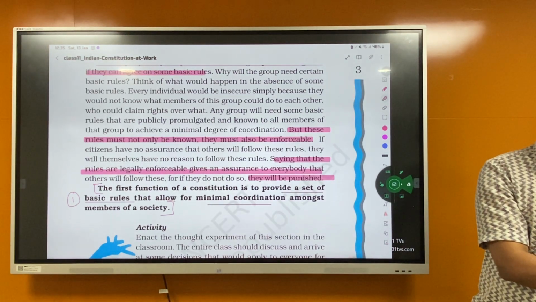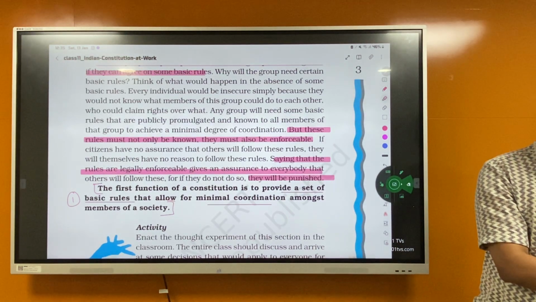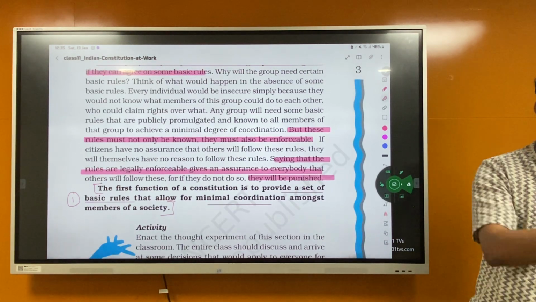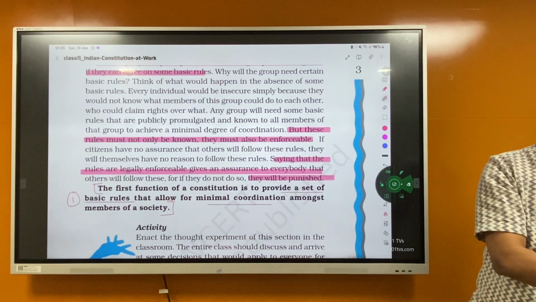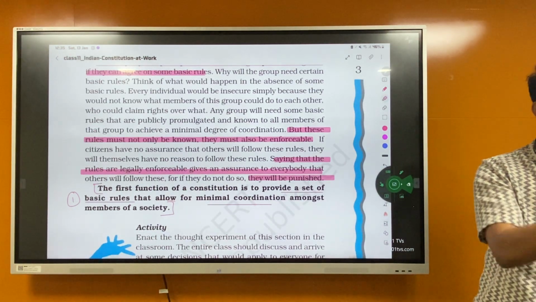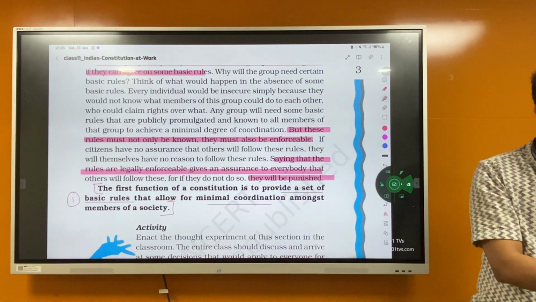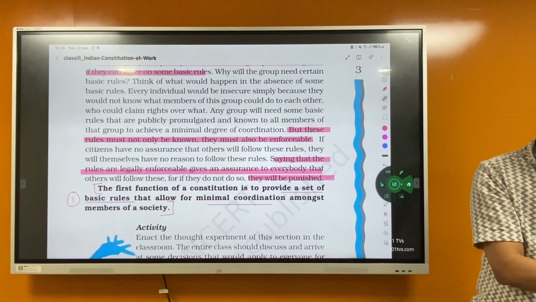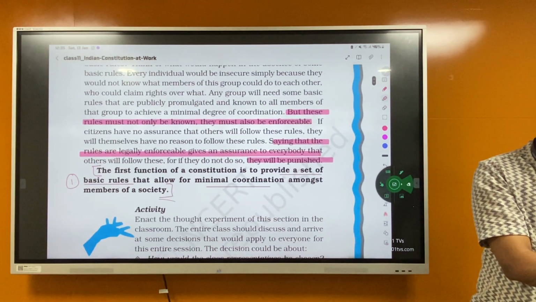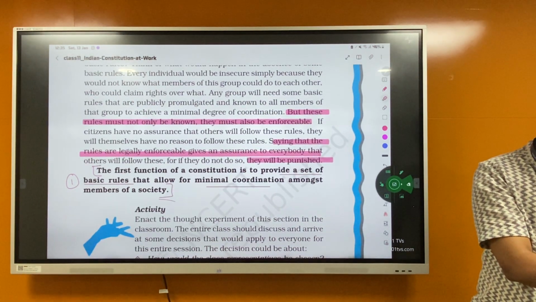If citizens have no assurance that others will follow these rules, they will themselves have no reason to follow these rules. If you see someone breaking the traffic signal in front of you, what do you do? You do the same. Why? Because if he is doing it, let me do it. We have the tendency, right? So he's talking about that. Saying that the rules are legally enforceable gives an assurance to everybody that others will follow them.